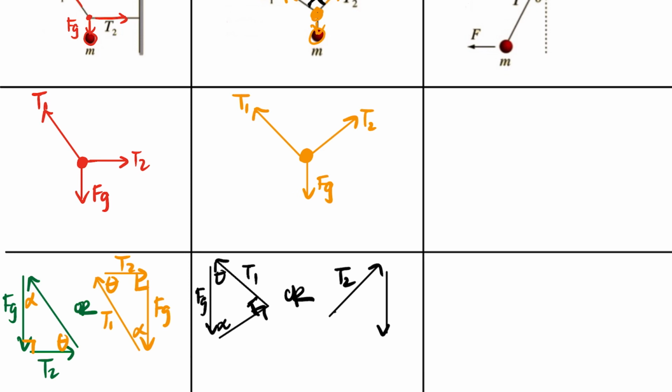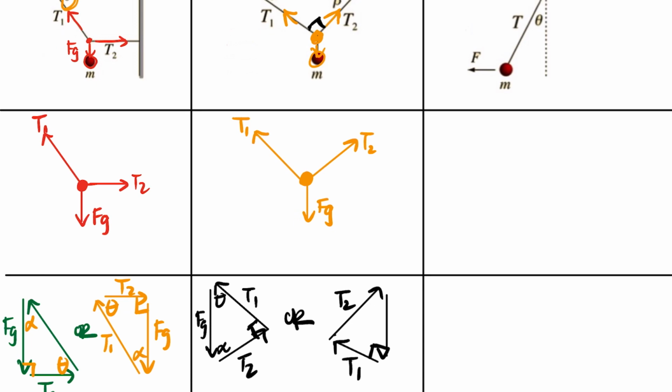I'll start with T2 and the gravitational force, and we'll draw T1 there. The T1, this will be T2, and then we'll have the 90 degrees there, right? Now let's go to the following diagram.